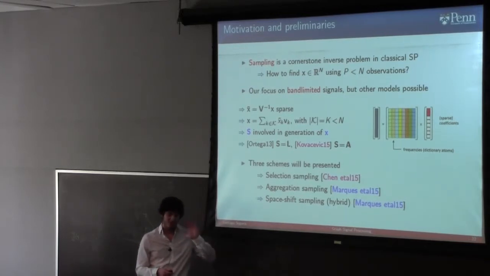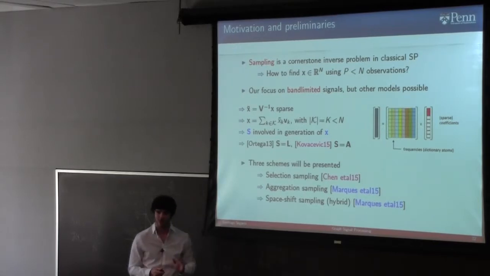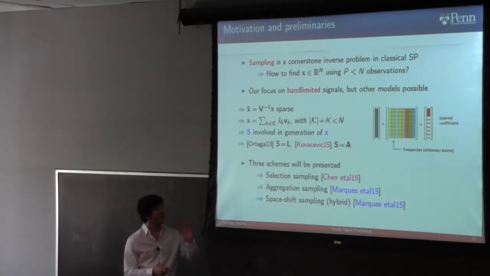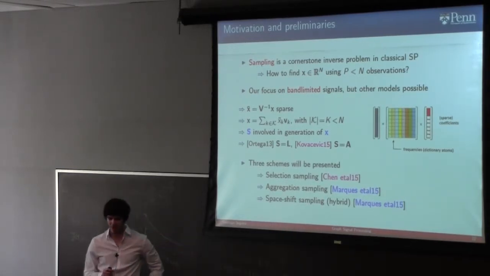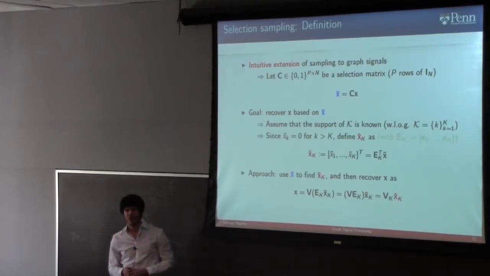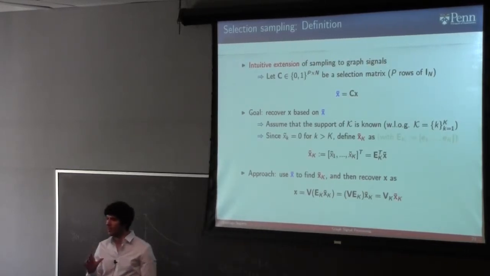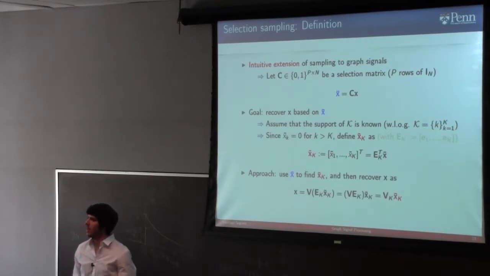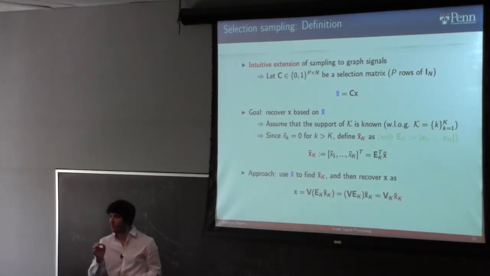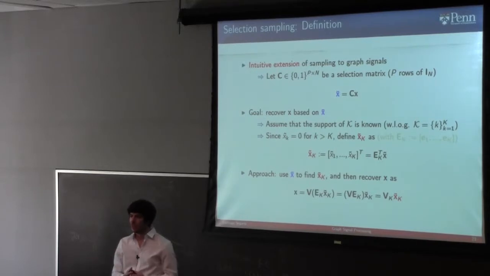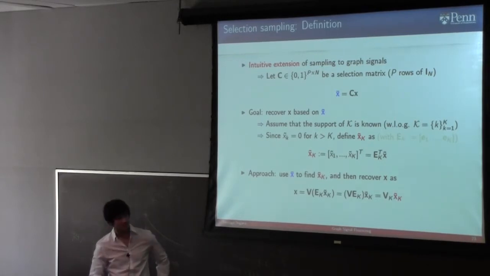We see that there are three reasonable ways of sampling graph signals. One we call selection sampling, one aggregation sampling, and one space shift that actually mixes the other two. Let me go into detail for a second about this. Selection sampling is probably the most intuitive way to extend sampling into graph signals. And the idea is the following. You have a graph, there is a signal defined on the whole graph, and you will just pick a subset of the nodes and observe the signal in that subset of the nodes. And with that information, you would like to extend the signal to the rest of the graph. Simple enough.